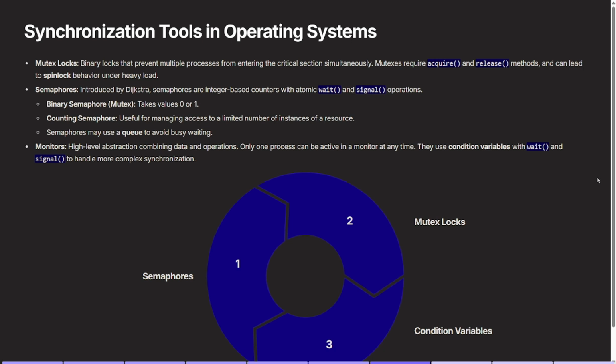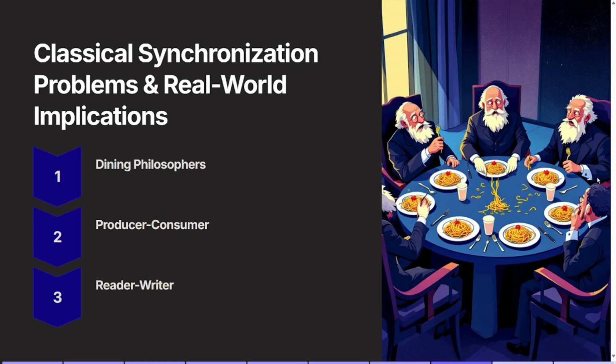Semaphores. Semaphores were introduced by Dijkstra. Semaphores are integer-based counters with atomic wait and signal operations. There are 3 steps for semaphores. And monitors are a higher level abstraction combining data and operations. They use condition variables wait and signal to handle complex synchronization. There are three classical synchronization problems: the dining philosopher problem, producer consumer problem, and reader writer problem.